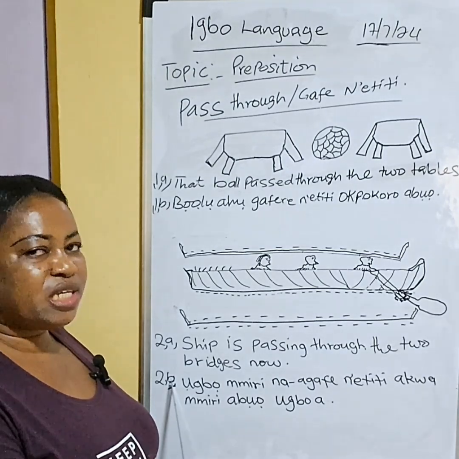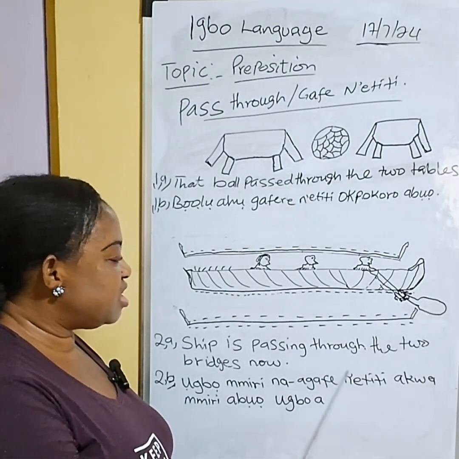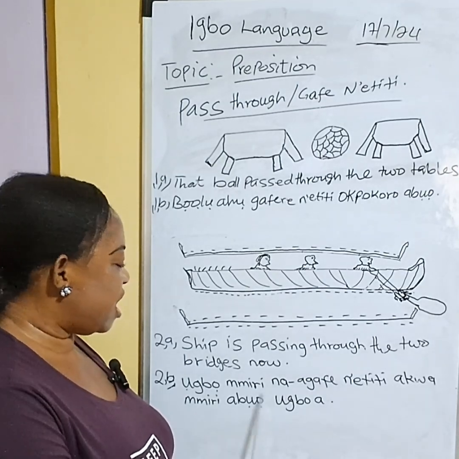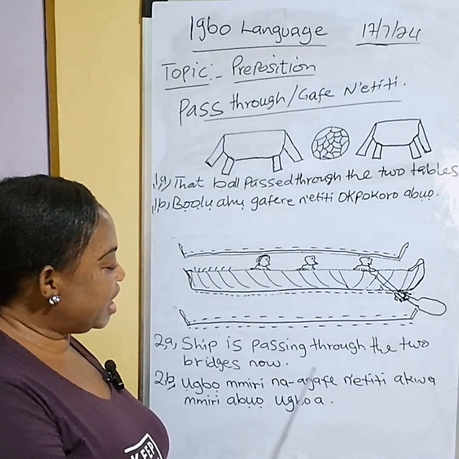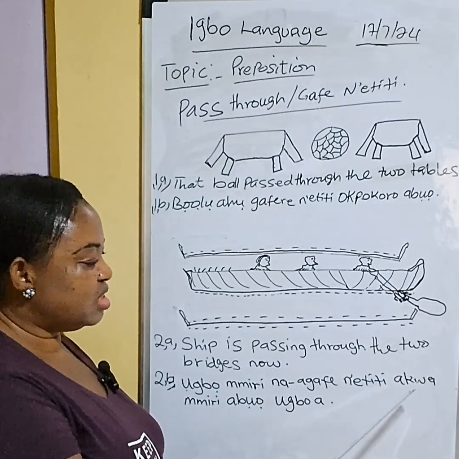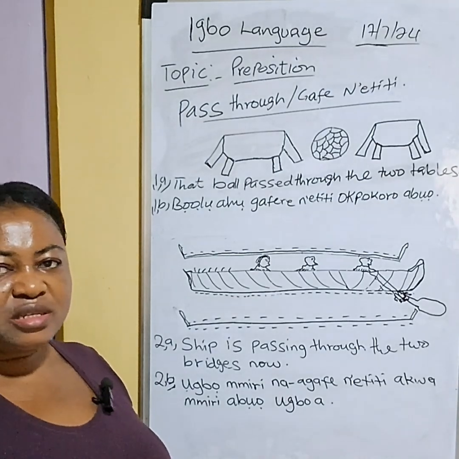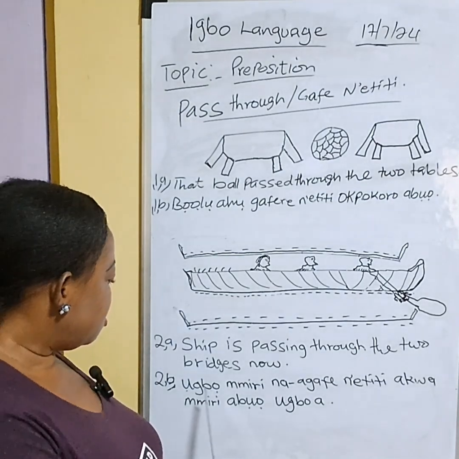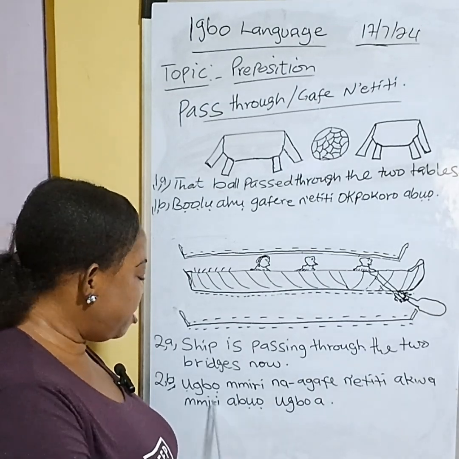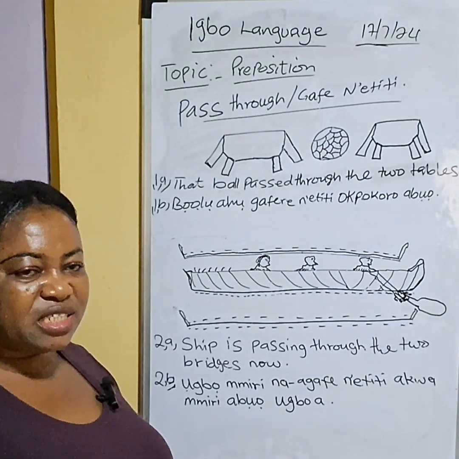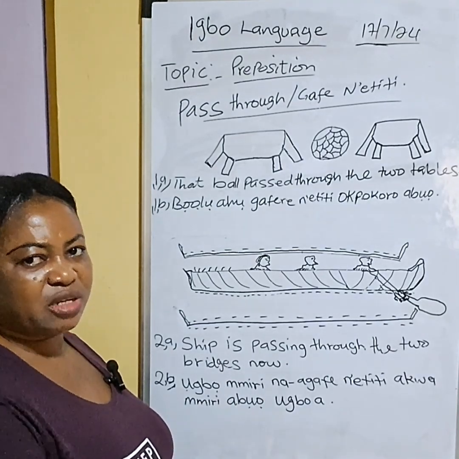Sentence number 2A. It says, ụgbọ mmiri na-agafe n'etiti akwa mmiri abụọ ugbu a. Ụgbọ mmiri na-agafe n'etiti akwa mmiri abụọ ugbu a. Ndị klaasị kwuo ya ọzọ. Ụgbọ mmiri na-agafe n'etiti akwa mmiri abụọ ugbu a. Yes, that is, ship is passing through the two bridges now.